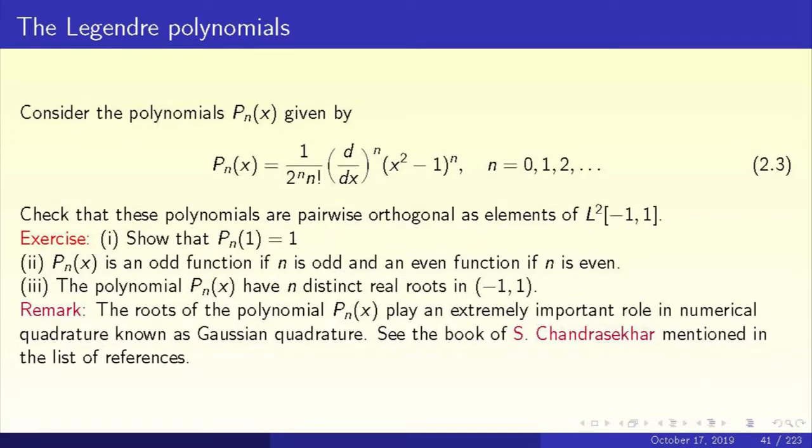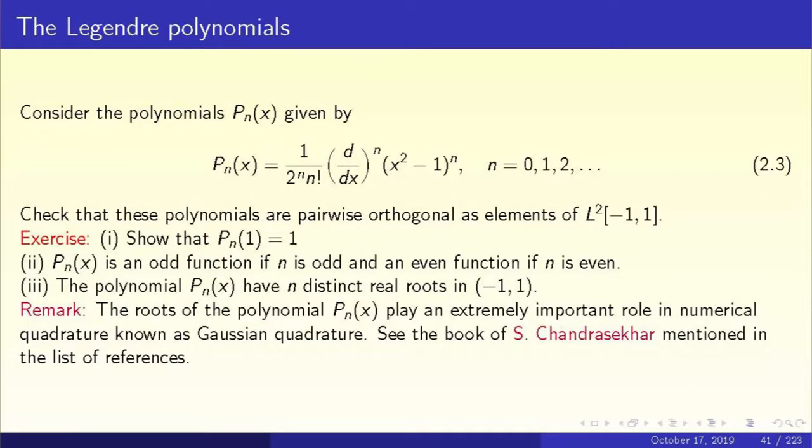Of course, when n is 0, you are not differentiating at all, and you have x squared minus 1 to the power 0, which is simply 1. So, P0 of x is 1. Now, you observe that the degree of P_n(x) is exactly n, and so you get a linearly independent set of polynomials P0(x), P1(x), P2(x), etc. These polynomials are pairwise orthogonal. If I take P_n(x) multiplied with P_m(x), integrate from minus 1 to 1, you get 0 if m is not equal to n.